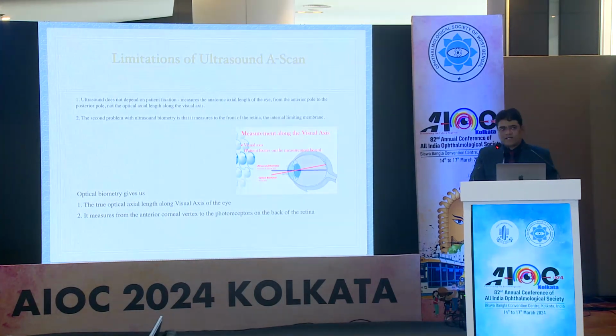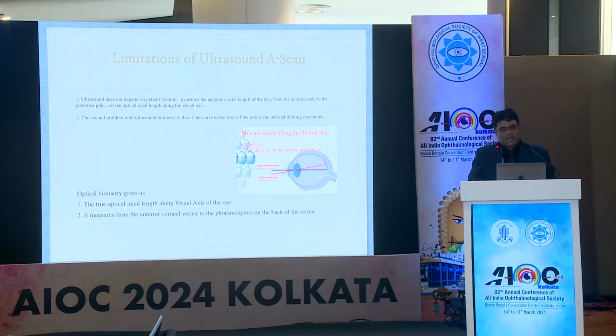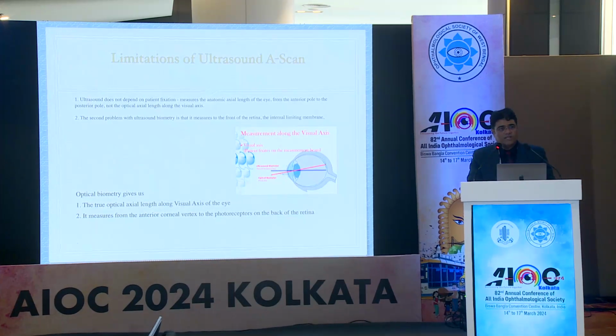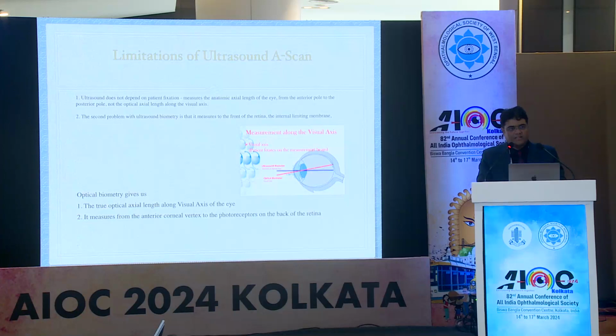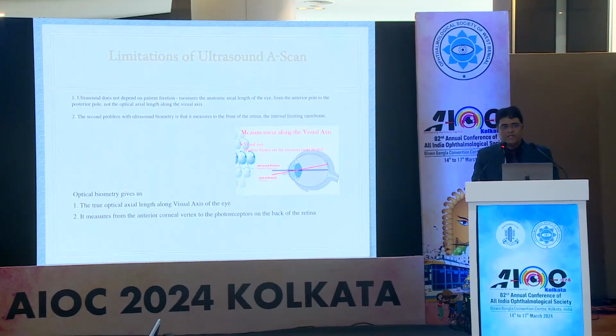But the limitation of ultrasound A-scan, we all know, is that it does not depend on patient fixation like optical biometer. Whenever we are doing optical biometry, the patient is fixating, so we are taking all measurements along the visual axis. That is what we want if we want to have a perfect axial length. Whereas in ultrasound, it's not like this. We are just measuring along the optical axis.